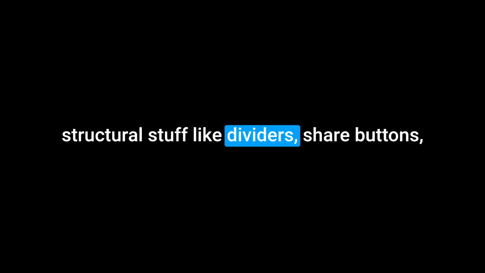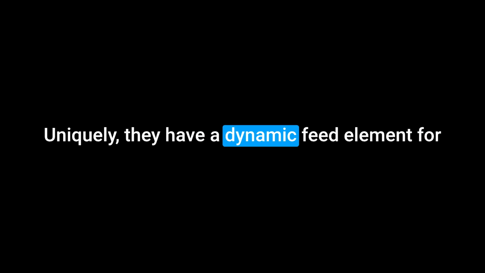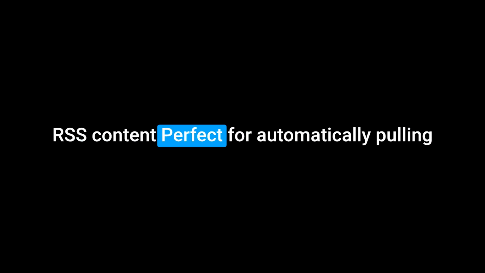Big time saver. The video element embeds YouTube or Vimeo easily. You could add interactive bits like buttons, social links, and even specific product and coupon elements for direct e-commerce selling within the email. Bringing the store to the inbox. Right. Branding elements like logo and signature, structural stuff like dividers, share buttons, flexible rows and columns for complex layouts, even a carousel for dynamic image displays. Lots of design flexibility there. And uniquely, they have a dynamic feed element for RSS content, perfect for automatically pulling in your latest blog posts or podcast episodes. Right. Yeah, set it and forget it for content sharing.